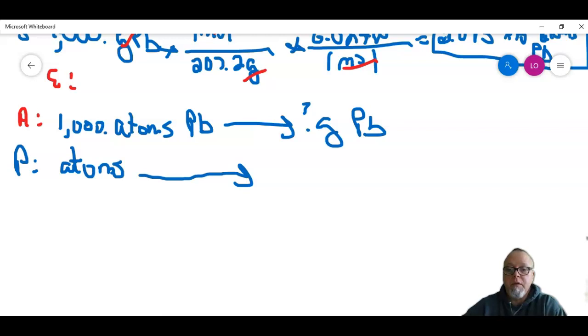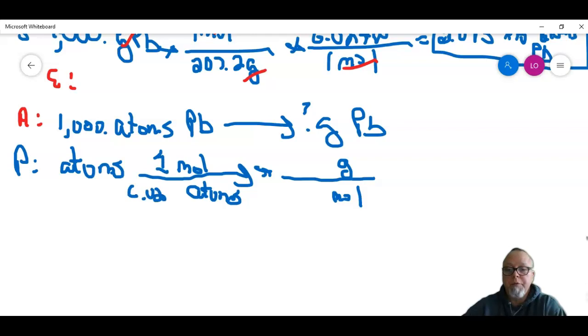So preceding goes in the denominator, so I have atoms in the denominator, mole in the numerator, and then when I get to moles, I have to go through the mole highway. So mole goes in the denominator, and then we have grams in the numerator. So 1 mole of anything has how many atoms? That would be 6.02 times 10 to the 23rd. And 1 mole of lead has how many grams? That would be 207.2. We looked it up on the periodic table.